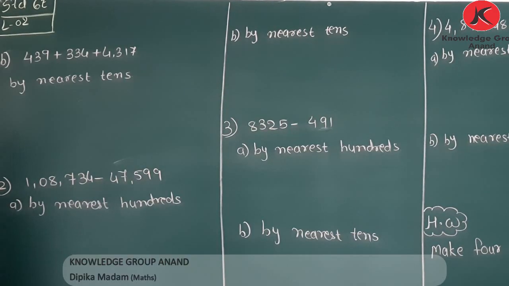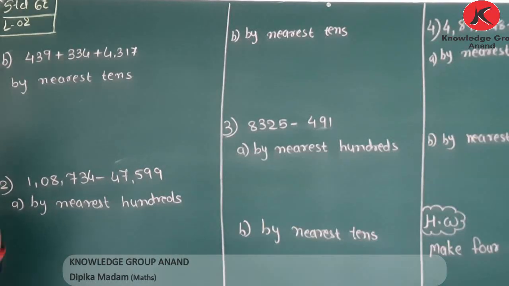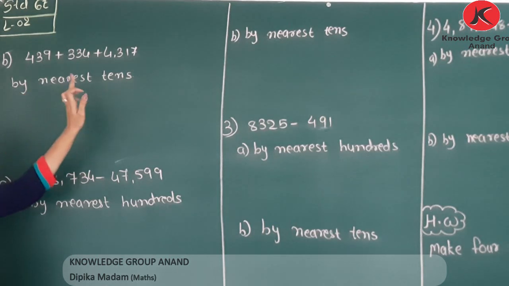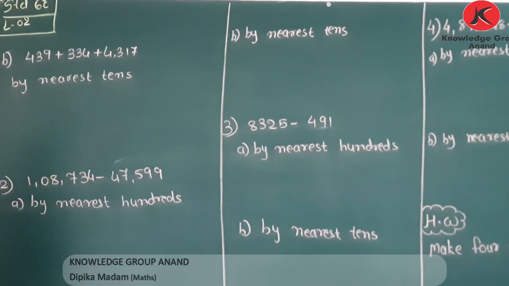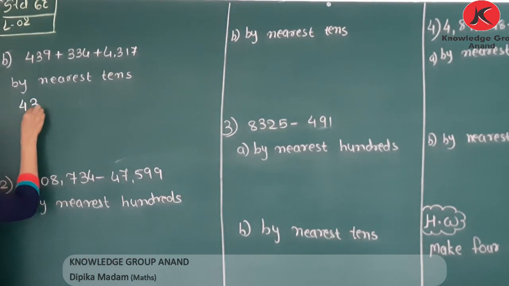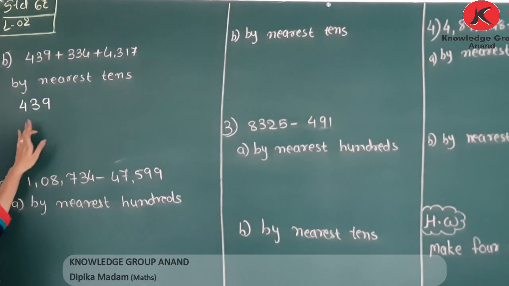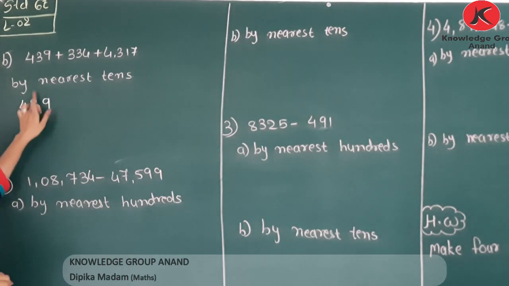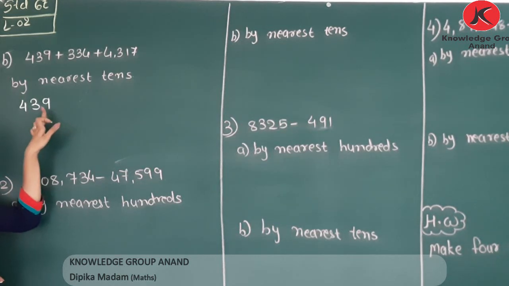Now we continue our example, the first one, but part B, by nearest tens. The number is the same, you need to perform the tens estimation. Okay? So 439, it is between which two tens values? 440 and 430, right? The last digit must be 0. So 440 or 430.